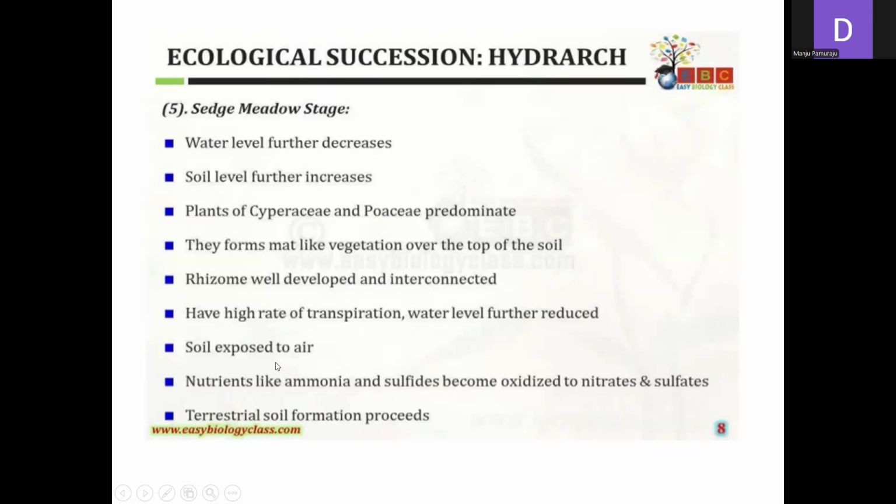So the soil is exposed to the air. Nutrients like ammonia and sulfides become oxidized to nitrates and sulfates. So here the terrestrial soil formation proceeds. In this stage, a smaller amount of water is absorbed.